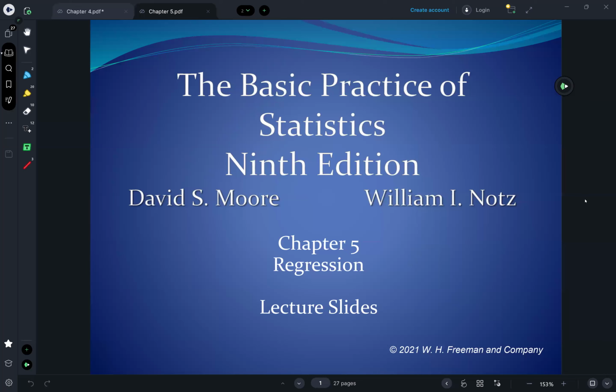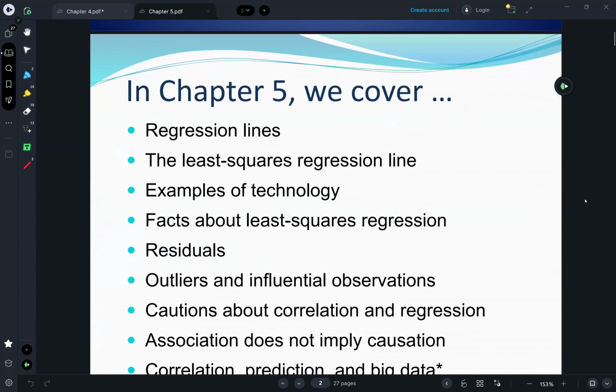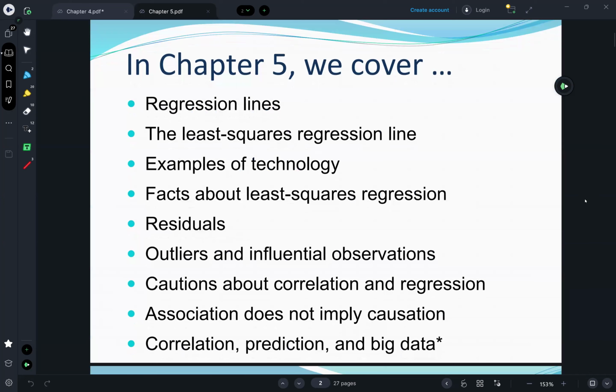to so many different applications, so many different data sets. All right, so what is regression? We're going to cover here regression lines, specifically the least squares regression line. That's a specific type of regression.